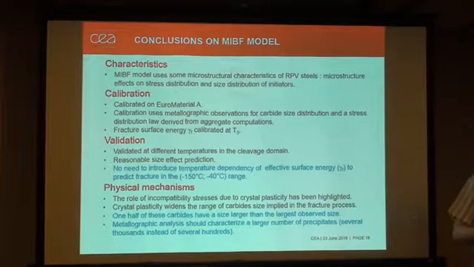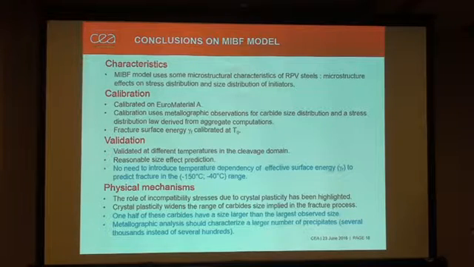contrary to Beremin, where we are often obliged to consider a dependency of sigma u versus temperature. In this model, the role of incompatibility stresses due to crystal plasticity has been highlighted. This role widens the range of carbide sizes implied in the fracture process.